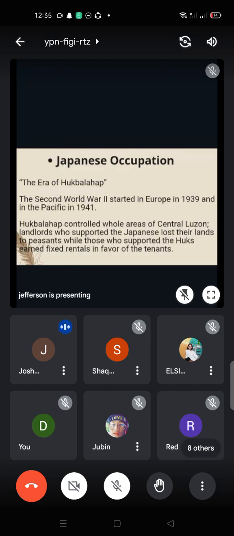Japanese occupation. The era of the Hukbalahap. World War II started in Europe in 1939 and in the Pacific in 1941. The Hukbalahap controlled the whole area of Central Luzon. Landlords who supported the Japanese lost their lands to peasants, while those who supported the Huks earned fixed rentals in favor of the tenants.